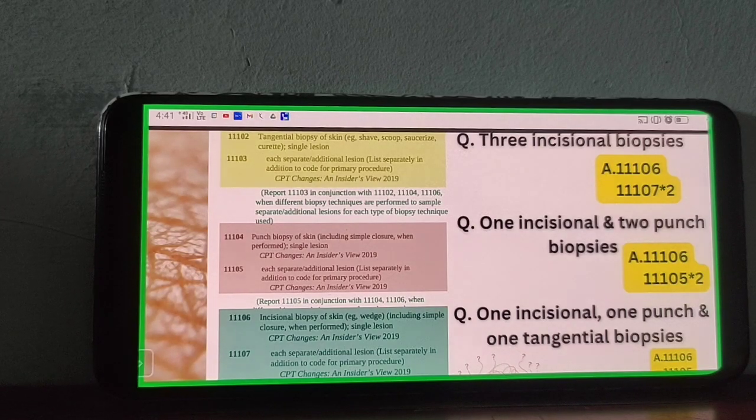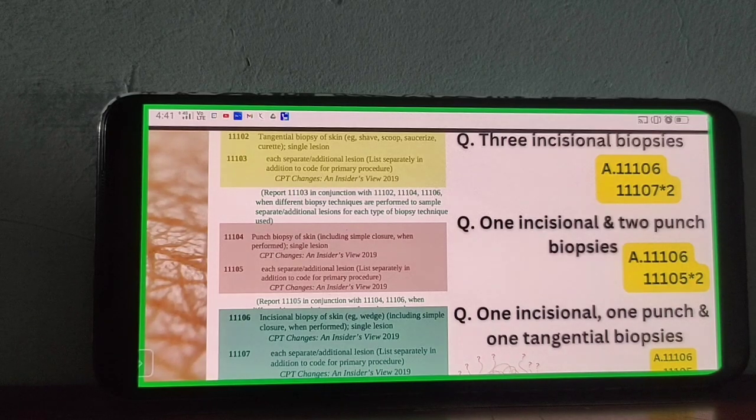Then another example is incisional 3 lesion. Incisional biopsy 3 lesion. 1106, 1107 into 2. That's it. Okay, here we have to follow our regular method when a doctor uses a single technique. Suppose a doctor uses more than one technique, how can we report?